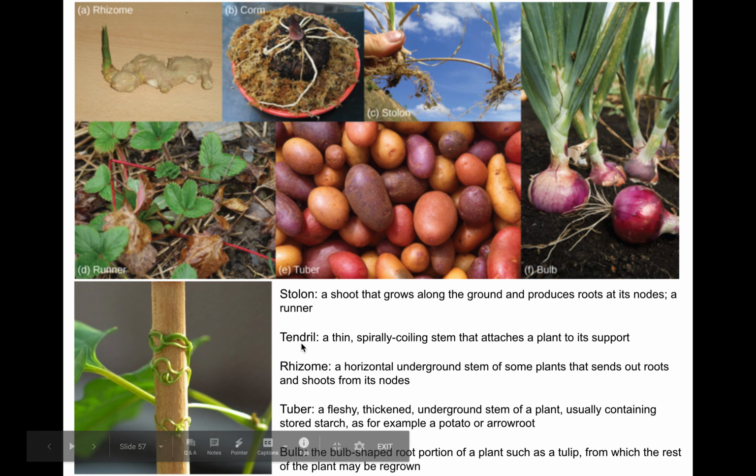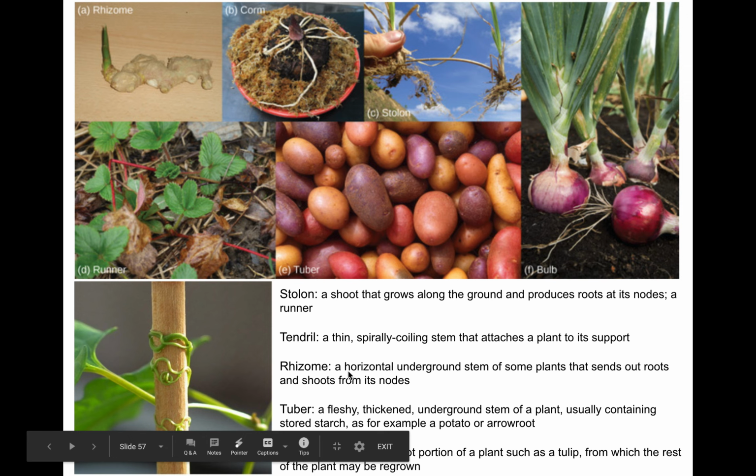You've got the tendril. This is a thin, spirally coiling stem that attaches a plant to its support. So typically, if you have creeping vines or things like that, you'll have a wooden dowel or something like that, and they can wrap around and start crawling up.